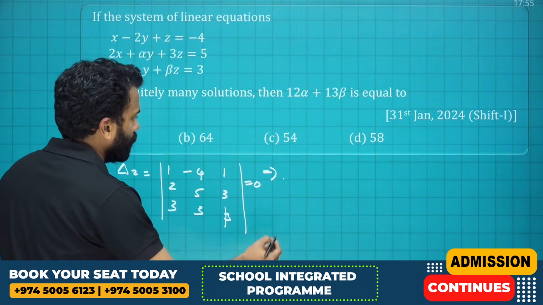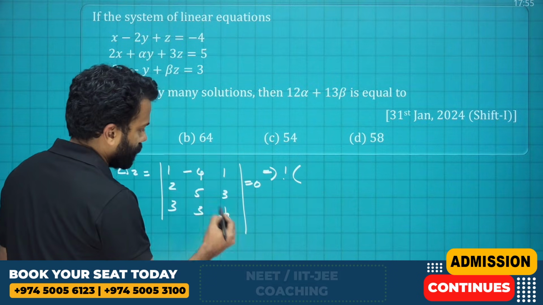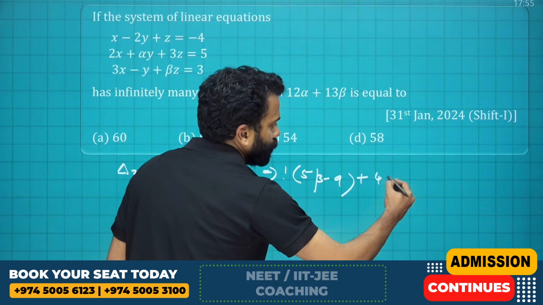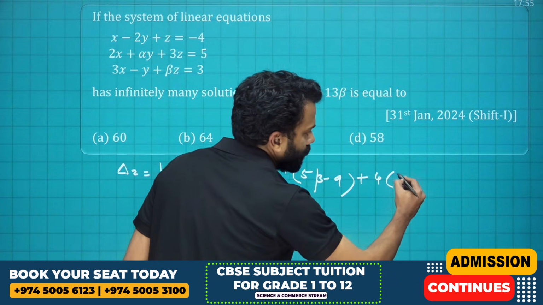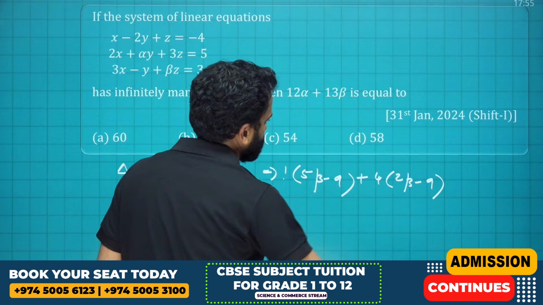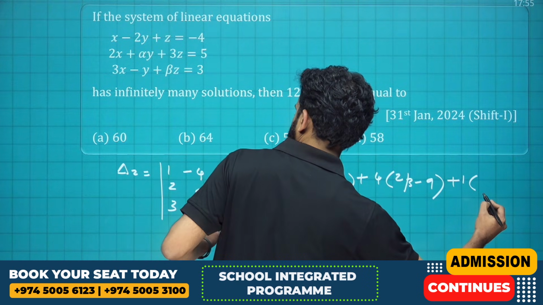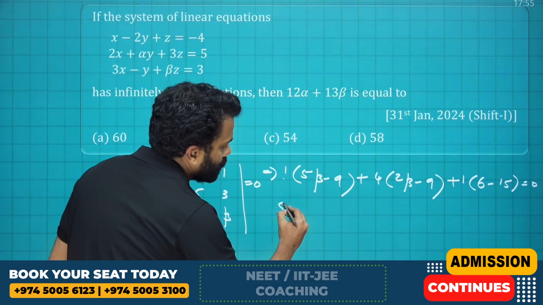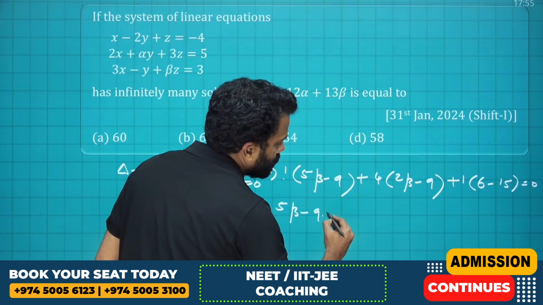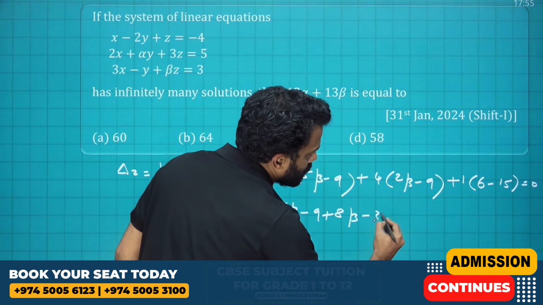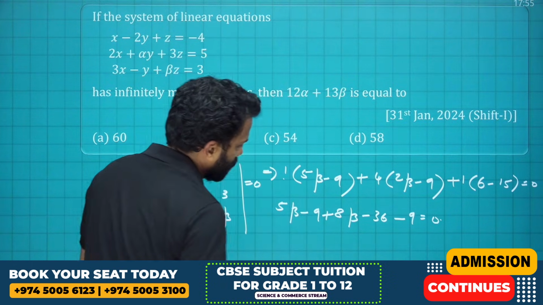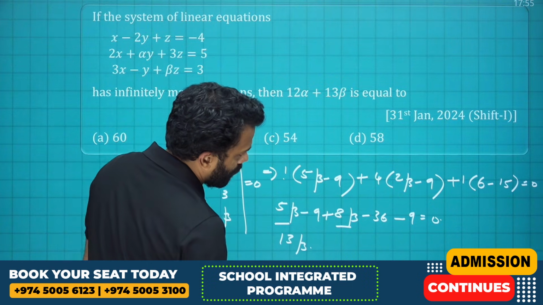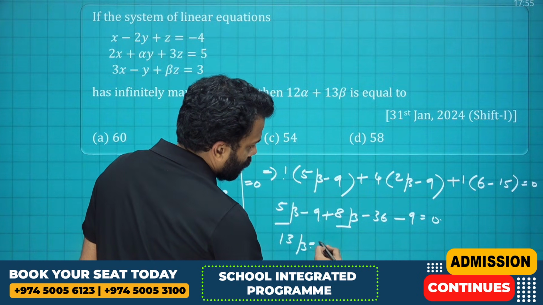You will get beta first. If we solve it, it will be like 1 into 5 beta minus 9, and minus 4 becomes plus 4 into 2 beta minus 9, plus 1 into 6 minus 15, is equal to 0. That is 5 beta minus 9 plus 8 beta minus 36 minus 9 is equal to 0. And this becomes 5 beta plus 8 beta, that is 13 beta, and 13 beta is equal to 54.